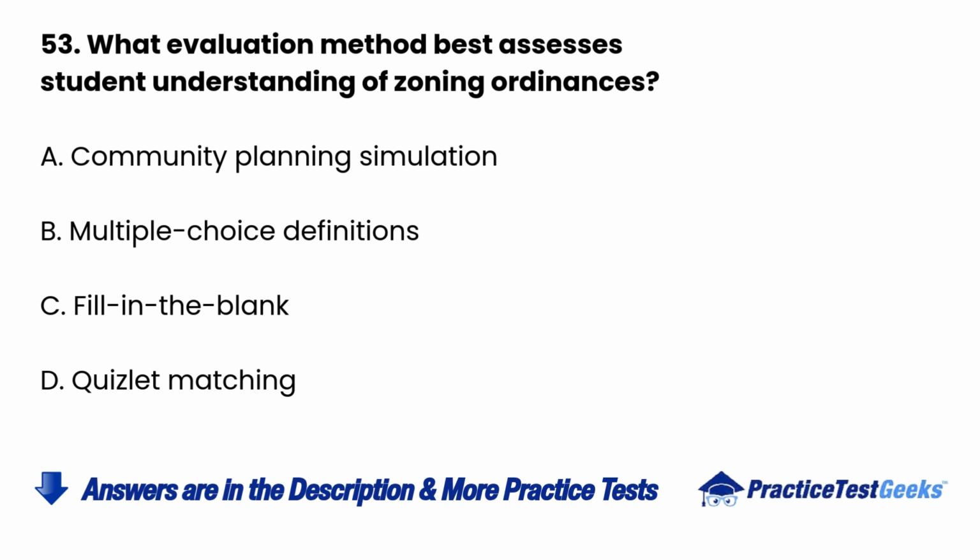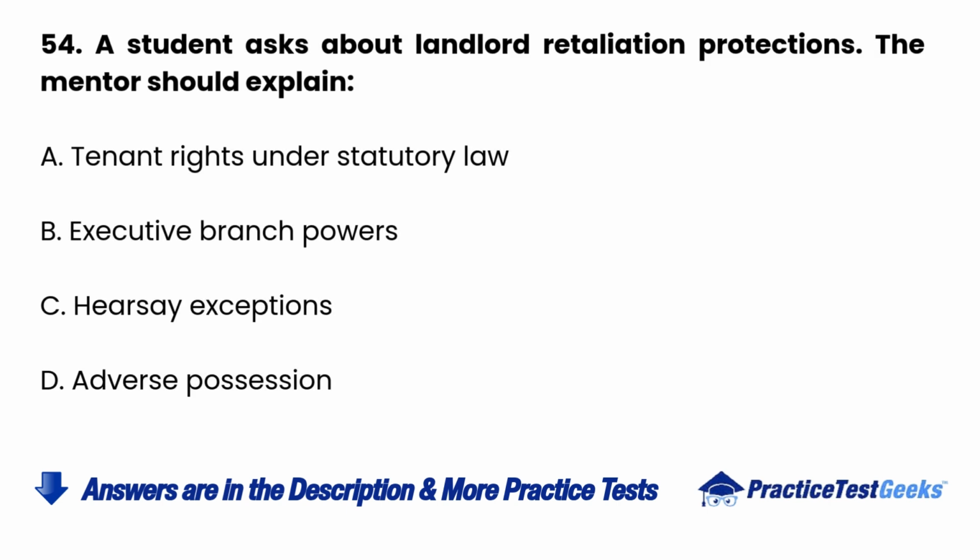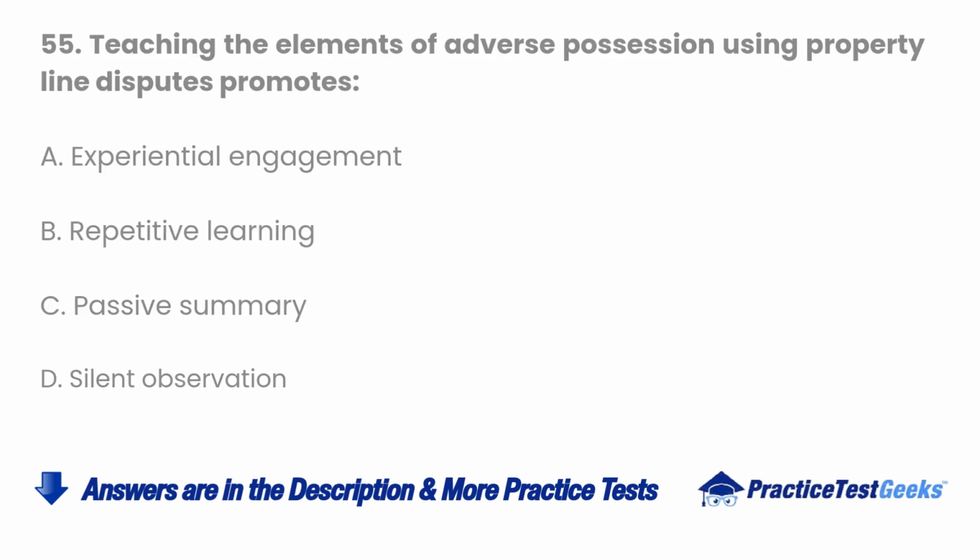53. What evaluation method best assesses student understanding of zoning ordinances? A. Community planning simulation. B. Multiple choice definitions. C. Fill in the blank. D. Quizlet matching. 54. A student asks about landlord retaliation protections. The mentor should explain A. Tenant rights under statutory law. B. Executive branch powers. C. Hearsay exceptions. D. Adverse possession.